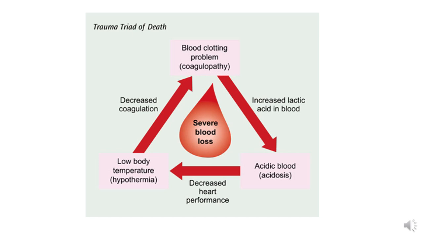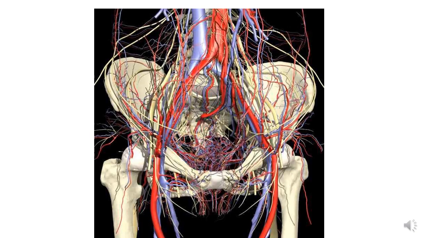Why can the patient bleed up to death? Because severe bleeding will cause coagulopathy, acidosis, and hypothermia, and this is a vicious circle called the lethal triad of death. Remember this picture, plenty of vessels. We have named arteries, we have bony fractures, and we have multiple venous plexuses, one around the bladder called pre-vesical, and one around the sacrum called pre-sacral.